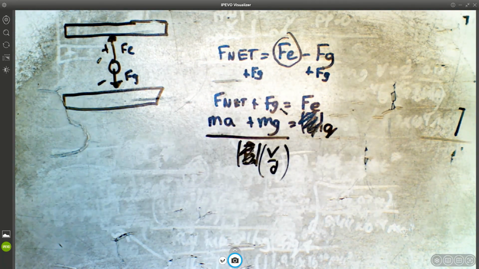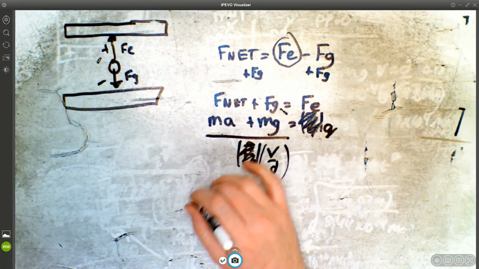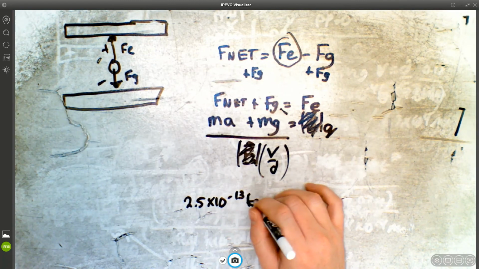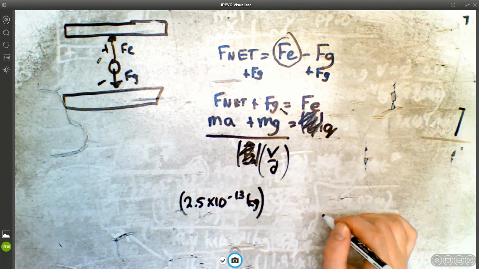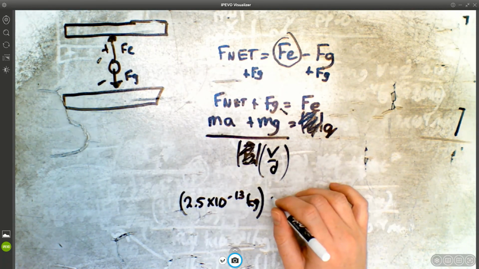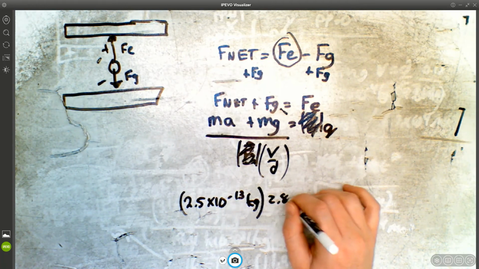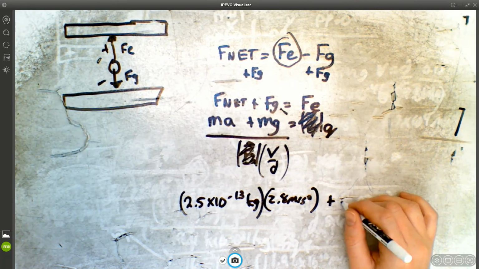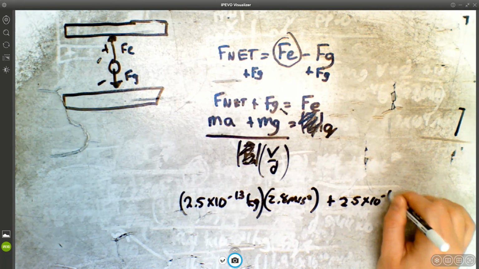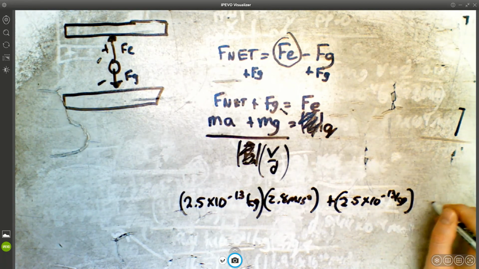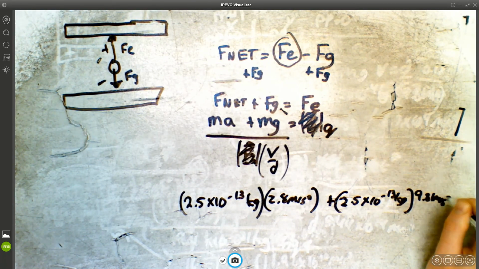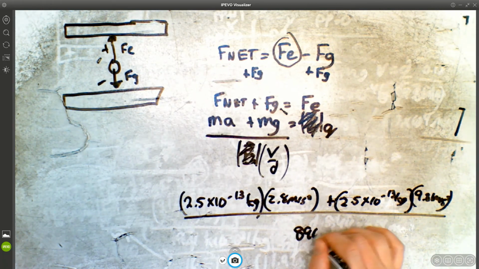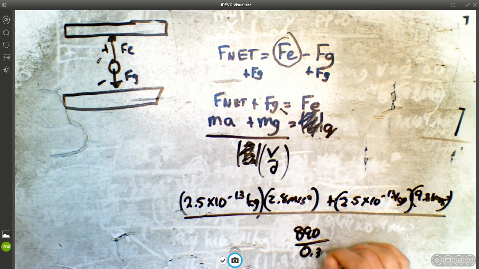Okay, so the mass of my oil drop is 2.5 times 10 to the negative 13 kilograms. And my acceleration is 2.8 meters per second squared. And then we're going to add that to 2.5 times 10 to the negative 13 kilograms times my g, 9.81. And we're going to divide it by my voltage, 890 over 0.34 meters.